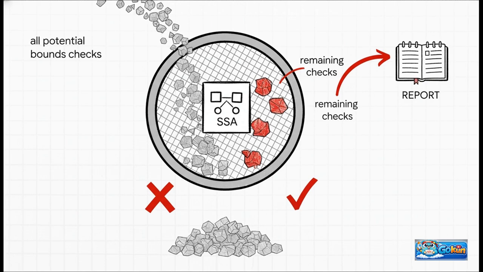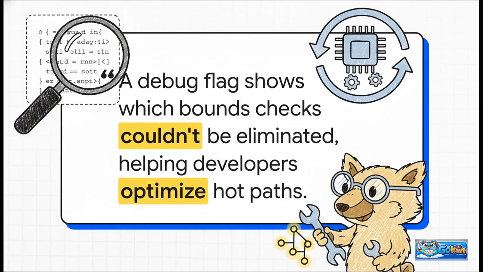So when you see output like this, that's the compiler telling you, hey, on line 11 of main.go, I had to keep a bounds check. I just couldn't prove it was safe. And that is your signal, your cue to go look at that line of code and think, can I rewrite this in a way that gives the compiler the proof it needs? So at the end of the day, it's a diagnostic tool. It turns compiler optimization from this mysterious black box into a feedback loop. It lets you actually partner with the compiler to squeeze every last drop of performance out of your app's most critical code.